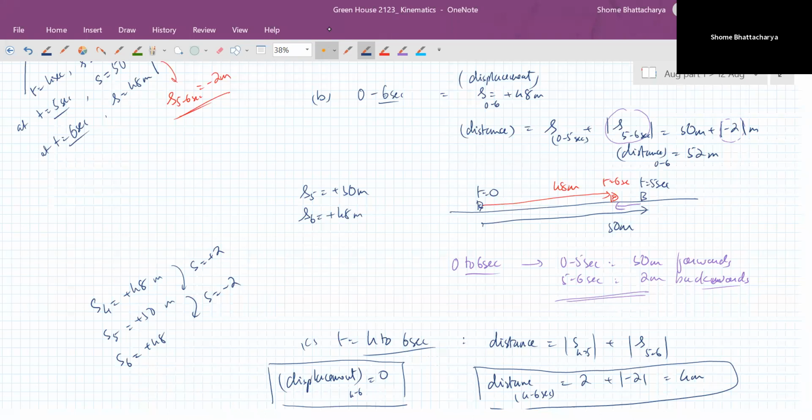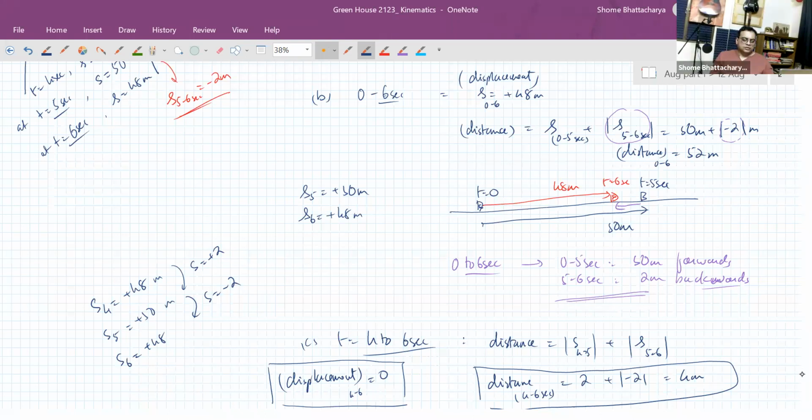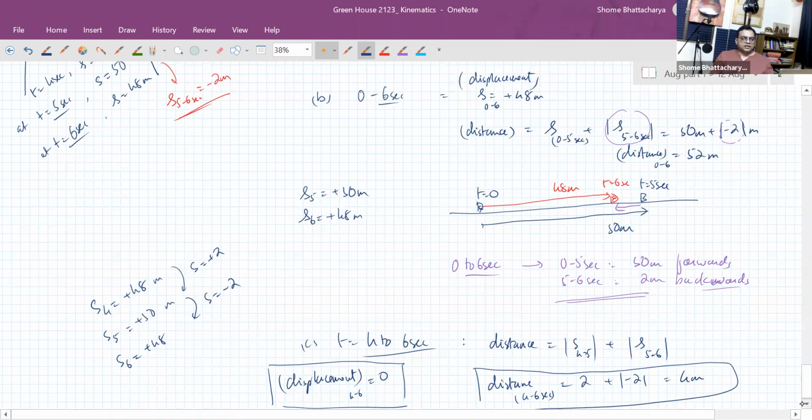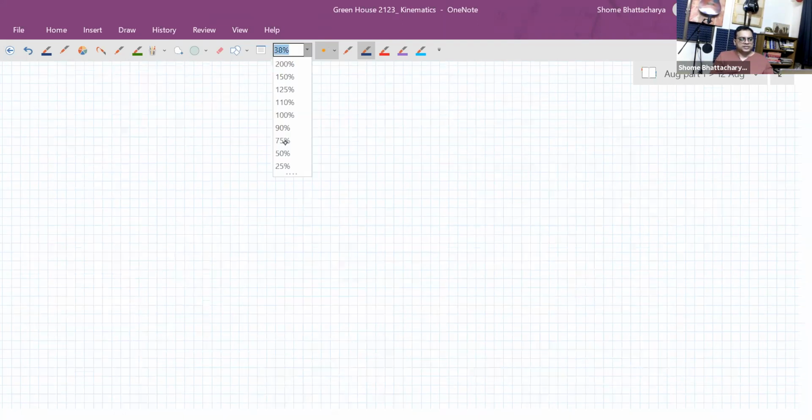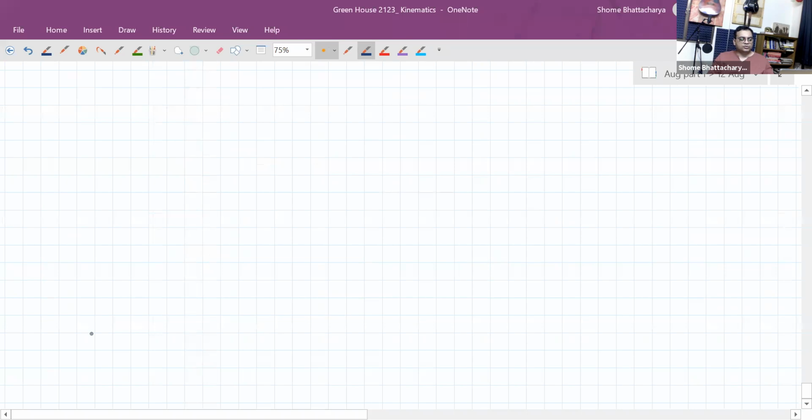Okay, so hope this part is clear to all of you. Now we will apply these kind of equations in a special type of motion which is called vertical motion under gravity, where the acceleration is the value of small g, acceleration due to gravity.